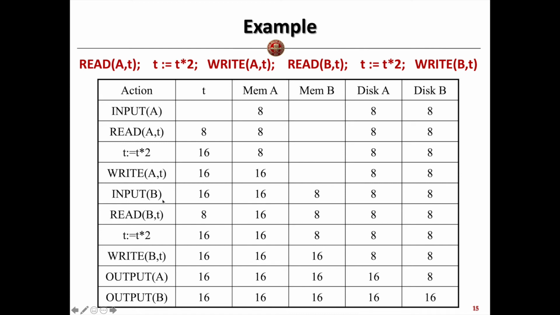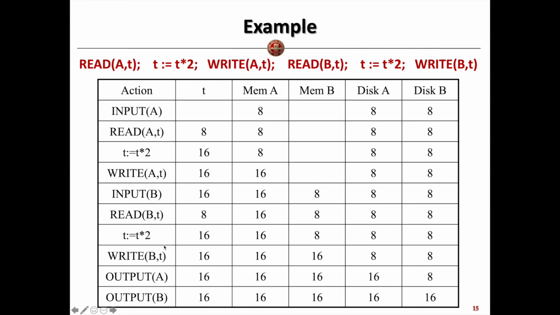And before we output this A value to the disk, we start the other step instead. We input B. It means we can read some data from disk B to memory B. Before this, memory B has no value at all. Via this operation, we copy this disk B 8 value to memory B. And we can read B T, we assign its B value to the T variable. 8, 8. Before this operation, the T value is 16. However, after this assignment, we copy memory B to T instead.